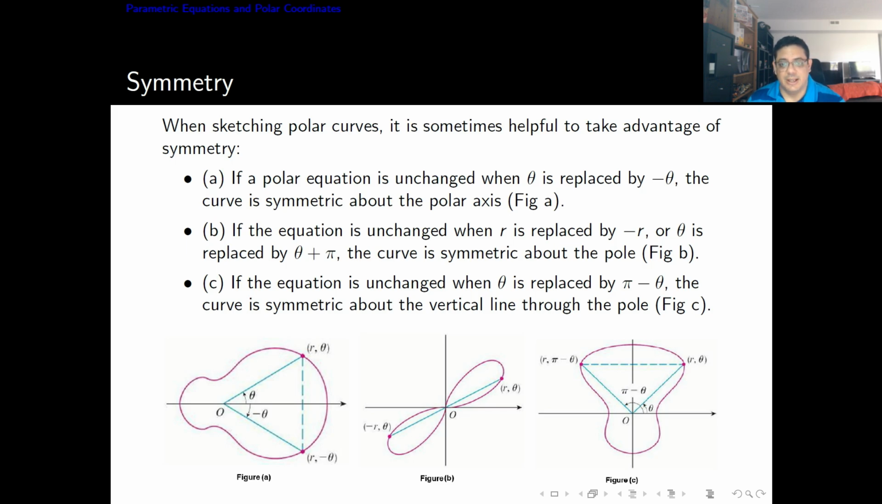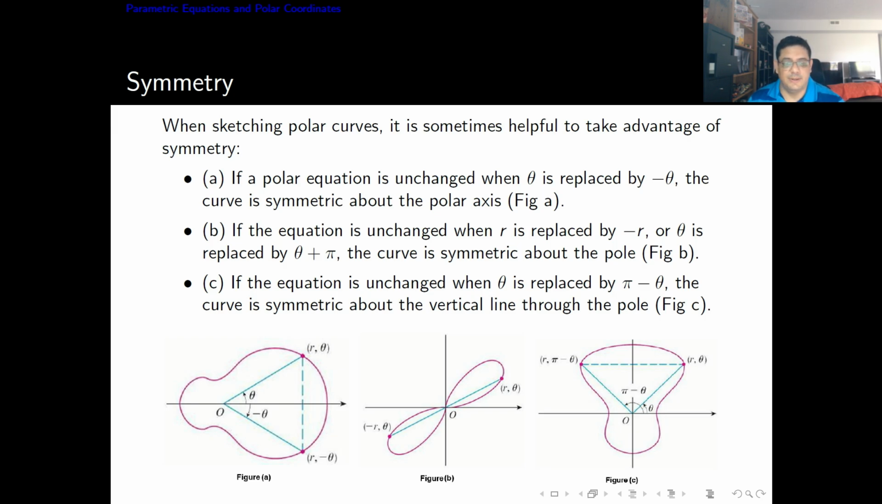If the equation isn't changed when you replace r by minus r, or theta by theta plus pi, then we can think that the curve is symmetric with respect to the pole. So that's why you see this behavior in figure B, where whatever we have in the first quadrant is reflected the same way on the fourth quadrant. This is symmetry with respect to the pole.